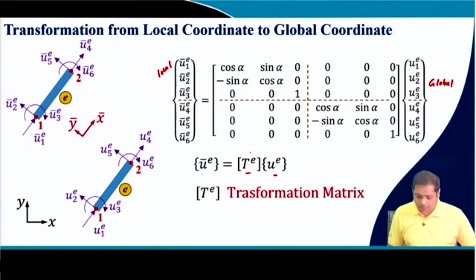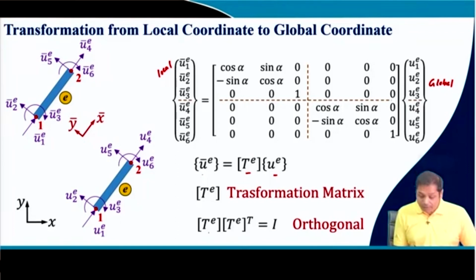There is an interesting property of this transformation matrix. I'm sure you are aware of this; you have learned it in matrix methods of structural analysis, and in solid mechanics as well. This transformation matrix is an orthogonal matrix, meaning the transpose of this matrix is essentially the inverse of the matrix. Because of this property our final equations will be relatively simpler. So this is how we have the transformation of the degrees of freedom.